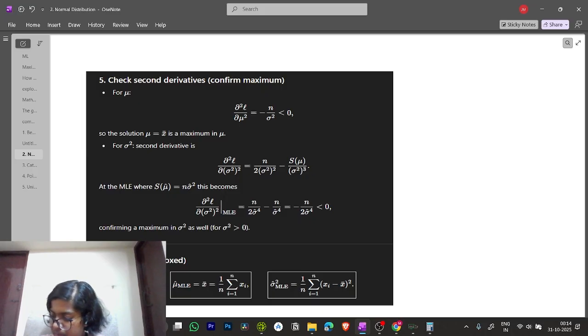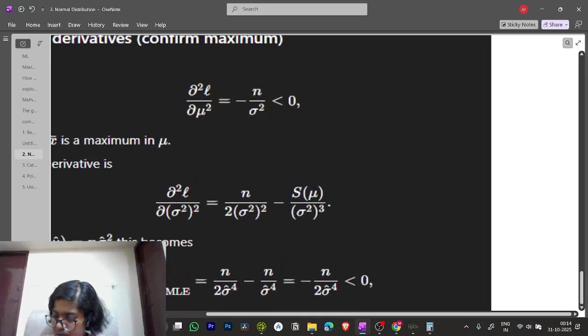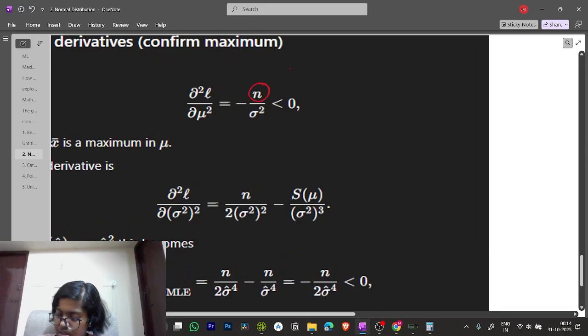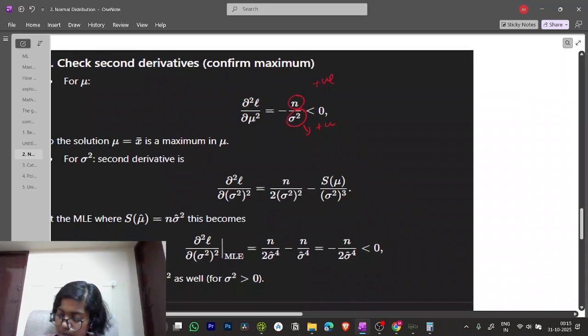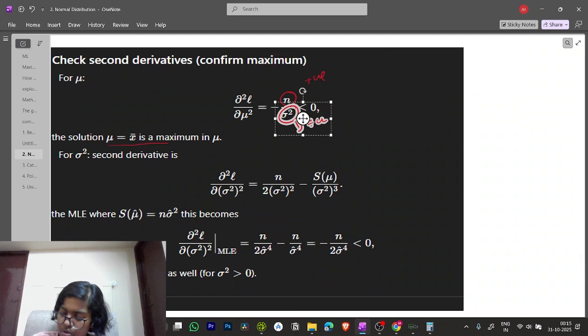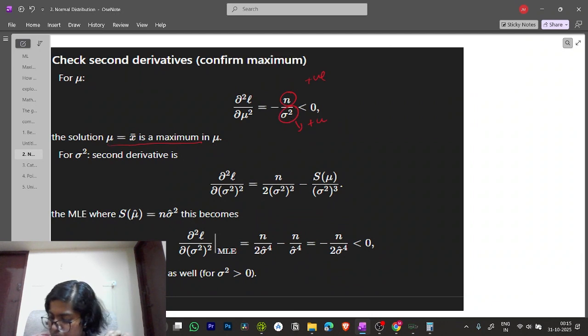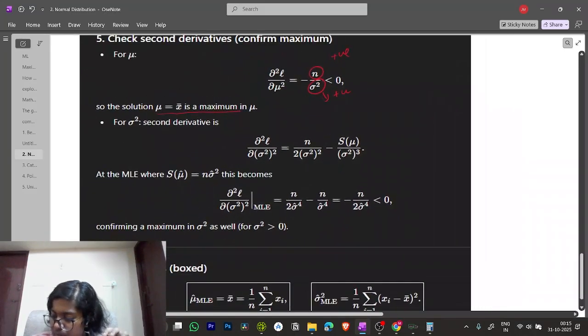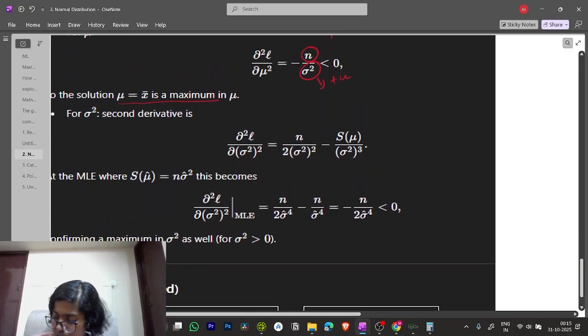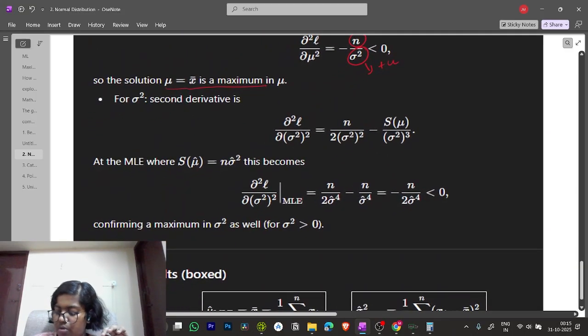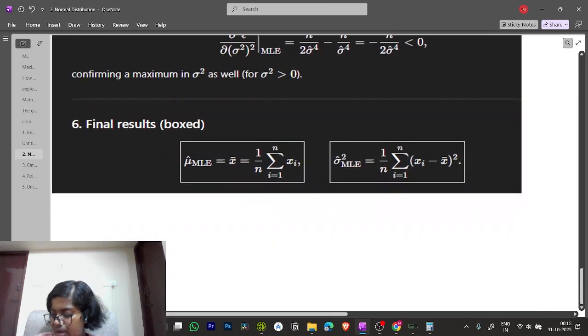So here we are finding the second derivative, and n is always positive and sigma square is also always positive. So minus of positive is always less than 0. So we can confirm that mu is equal to x bar, which is the average, is the maximum value of mu. Next, we are finding the second derivative with respect to sigma square, and it is also less than 0. So we know that it is going to be maximum as well for sigma square greater than 0. So this is our final result.